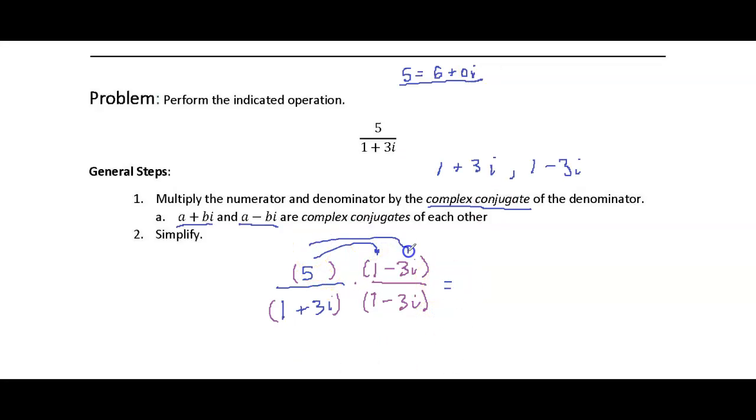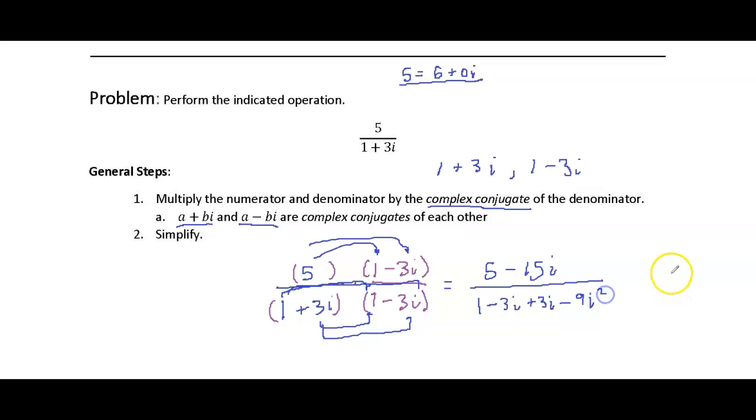Distributing the 5, we have 5 minus 15i. FOILing out the denominator, we look at our first two terms, 1 times 1, outermost terms, 1 times negative 3i, innermost terms, 3i times 1, so that's a positive 3i, and last two terms, positive 3i times a negative 3i. So that looks like it'll be a negative 9i squared.